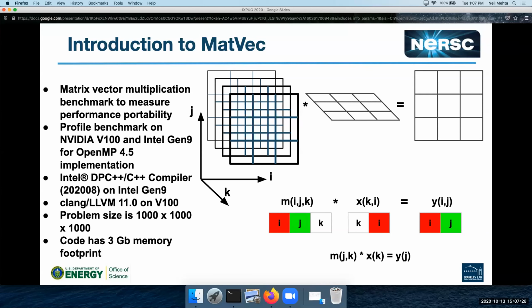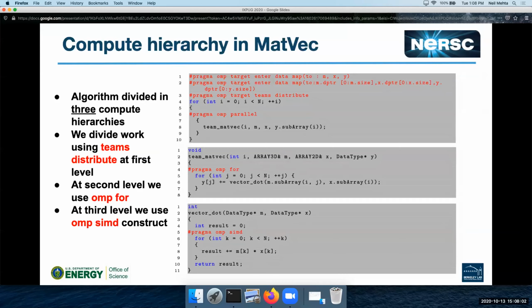The reason is we want to compare how and where Intel Gen9 performance can be improved in terms of compiler development as well as in terms of code development. The compiler that was used for this work was Intel DPC++ for Intel Gen9, and we use Clang 11 for V100. The problem size in each dimension was 1,000 elements. So we have a total problem size around 1,000 cross 1,000 cross 1,000, and the code has a 3 GB memory footprint on both these devices.